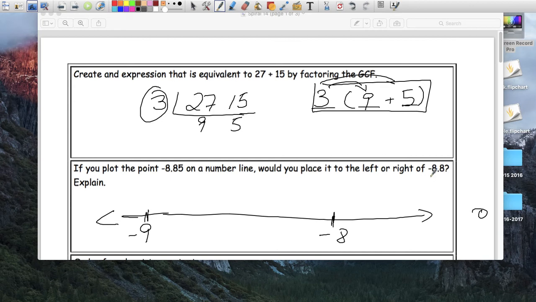Okay, so let's plot this number. Negative 8.8 is the same thing as negative 8.80. So this is negative 8. So this would be negative 8.1, 8.2, 8.3, 8.4, 8.5, 8.6, 8.7. So negative 8.8 should be about here, because this would be 8.9 and finally 9, right? So 8.8, and if you want to add a 0 to make it easier, 8.80. 8.81, 8.82, 8.83, 8.84, so 8.85 would be about here. So is it to the left or to the right of this number? It's to the left.